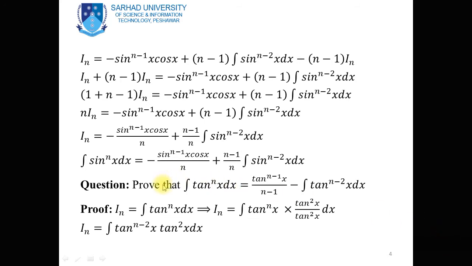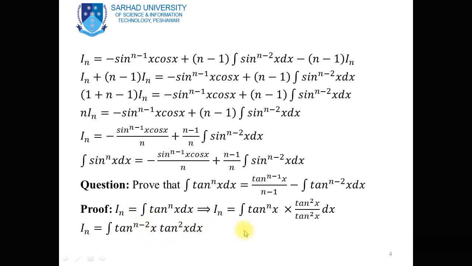Now another proof, to prove that the integration of tan x power n with respect to x is equal to tan x power n minus 1 divided by n minus 1 minus the integration of tan x power n minus 2 with respect to x. Now again we suppose that this integral is equal to I_n, and dividing and multiplying by tan square x. So shifting this tan square x to the numerator, we can write tan x power n minus 2 into tan square x with respect to x, the integration of this expression.